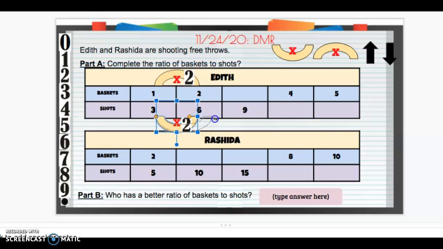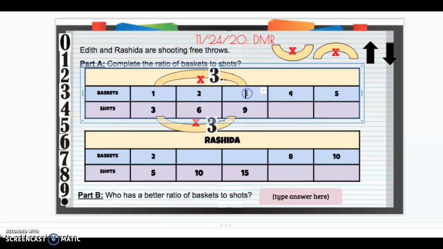Then you have to move your noodle. 3 times what gave you 9? So now you have to do 1 times that number to fill in that empty box. So 3 times 3 gives you 9. So you have to do 1 times 3, which is 3.